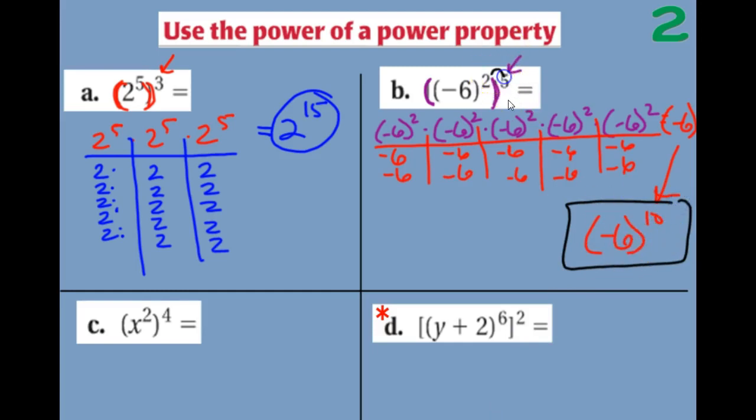Now again, you could multiply these, but some people get confused with all the parentheses. And remember, this would be incorrect. You need to have the parentheses on the negative 6, because this was really negative 1 times 6 to the power of 10, where this is negative 6 times negative 6 times negative 6, over and over and over again.